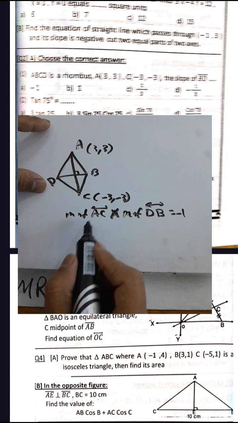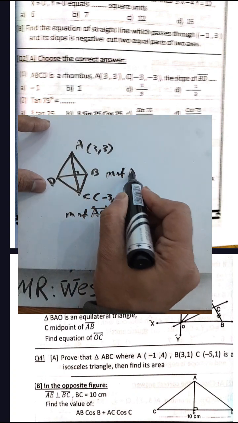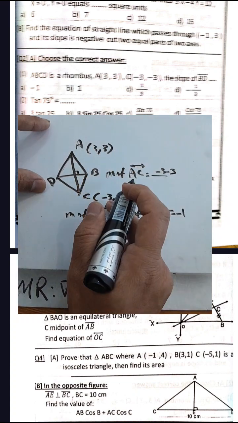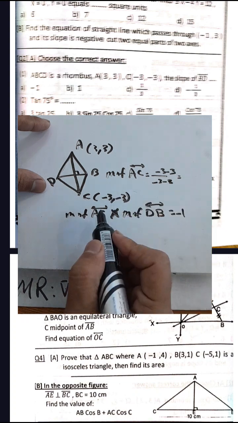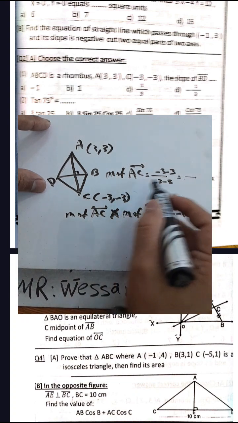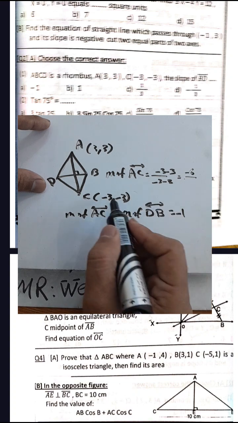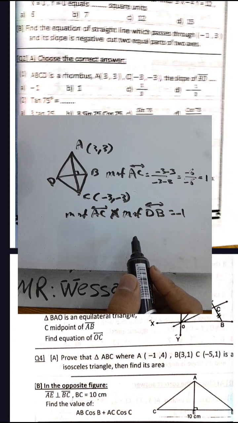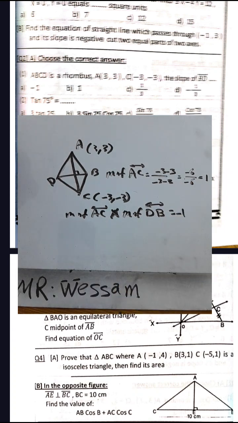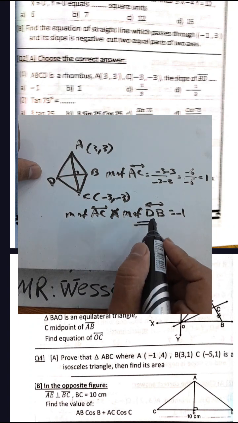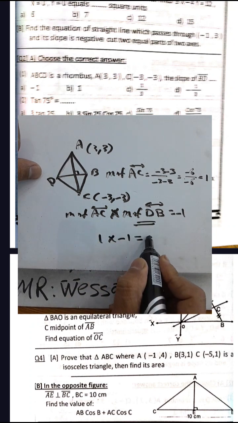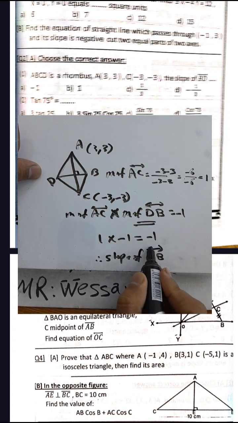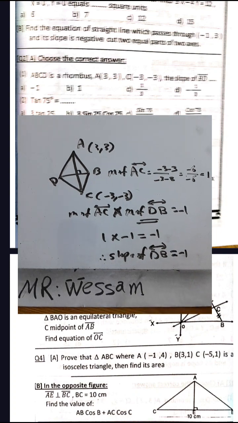Then we can find the slope of AC: (-3 minus 3) over (-3 minus 3). -3 minus 3 is -6, and -3 minus 3 is -6, so it will be 1. The slope here equals 1. Then the slope of BD will be -1, because 1 times -1 equals -1. The slope of DB equals -1.